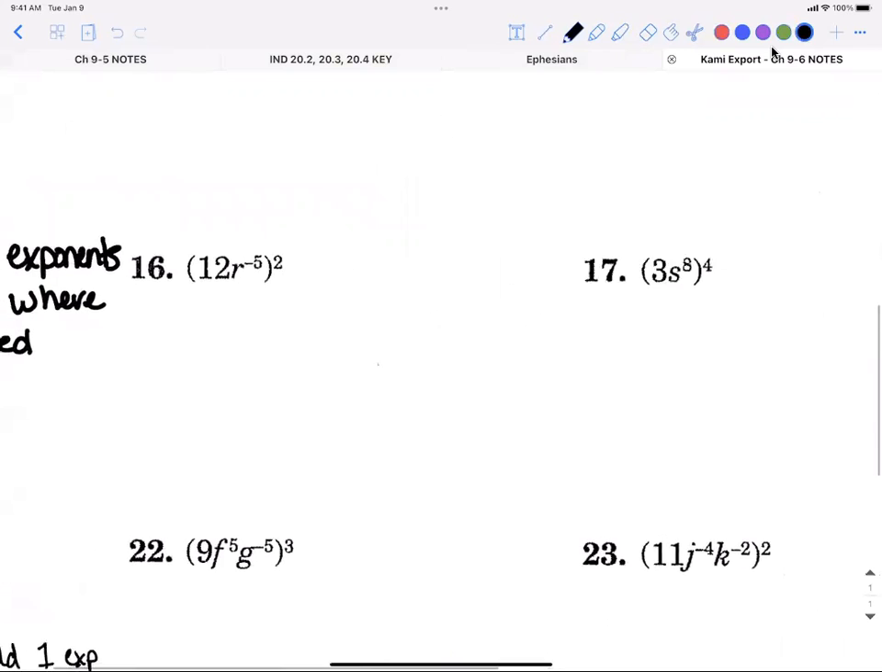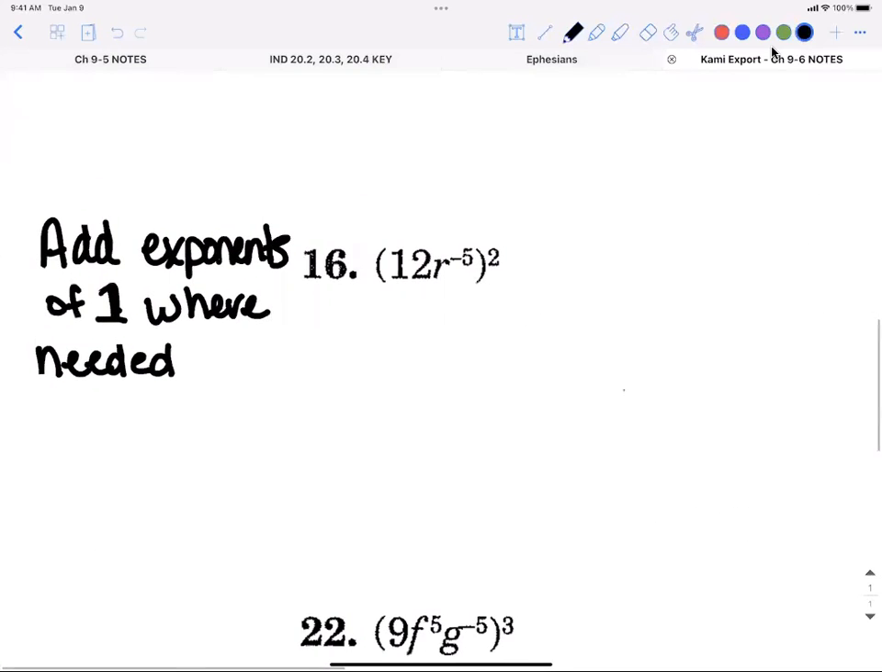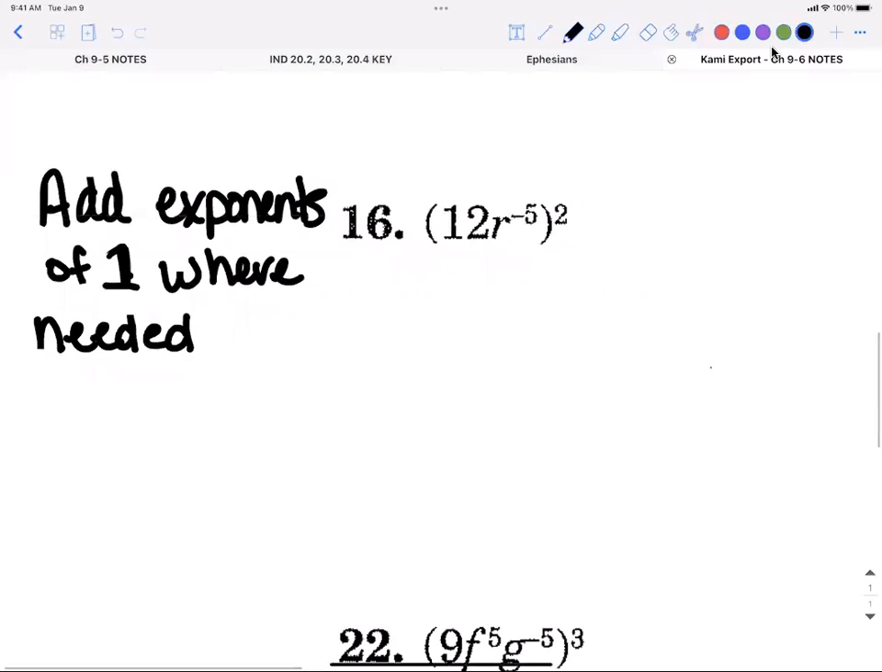All right, so now I want you to add a little note to yourself next to number 16 there in your notes. This is just a little step I add in here to help you not make an error. After 5 years of teaching this, the biggest error I find is that people forget about that poor 12. I'll show you what I mean once everybody gets that little note written down. Add exponents of 1 where needed.